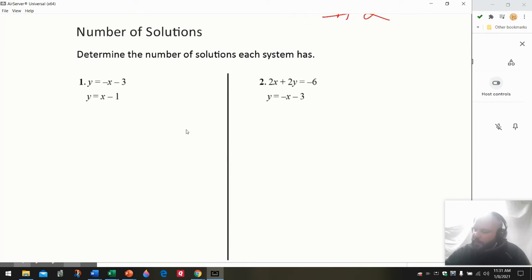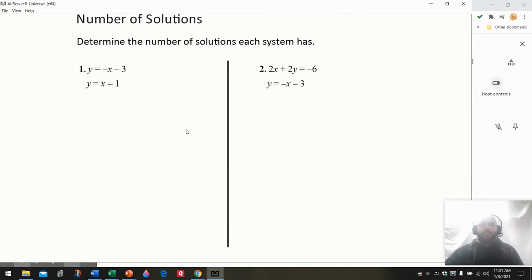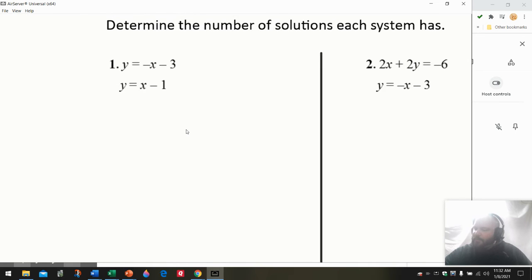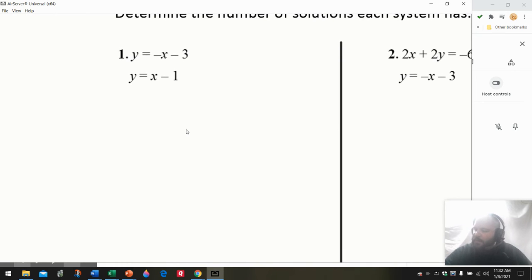So let's get started. So the first example is going to be the same. Actually, all four examples are going to be the same as what we did in the last video, which wants us to determine the number of solutions each system has. But I'm going to do a little bit extra with these, and I'm actually going to graph both of these equations so you can see the visualization of what we're verifying.